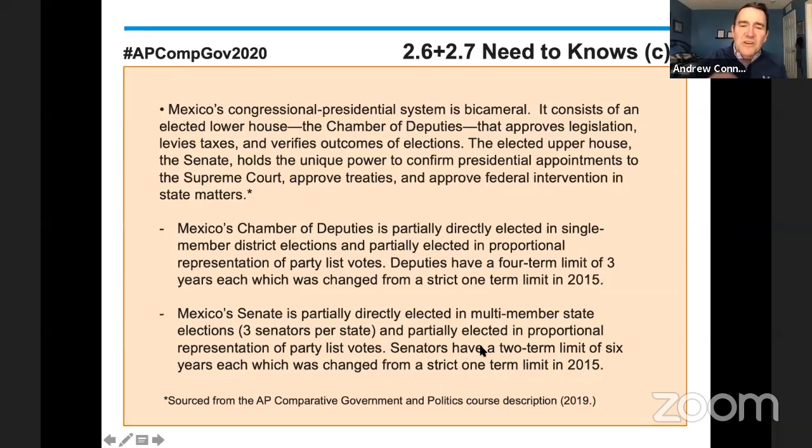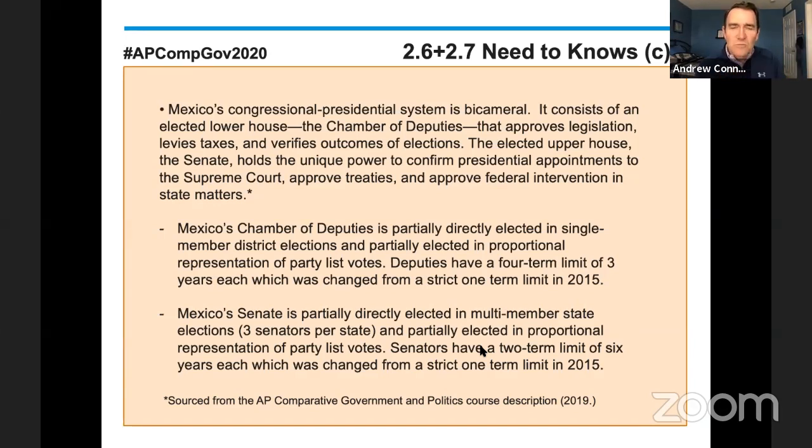The Senate has 6-year terms. There are 3 senators per state, which is a really unique system for Mexico's upper chamber. What is also unique in both the lower chamber and the upper chamber is that for almost the entire constitutional history of Mexico since 1917, there were strict one-term limits for members of the legislature. So Mexico had this really unique system for most of its political history, where the president could only serve one 6-year term, each senator could only serve one 6-year term, and each member of the Chamber of Deputies could only serve one 3-year term. That was changed in 2015.